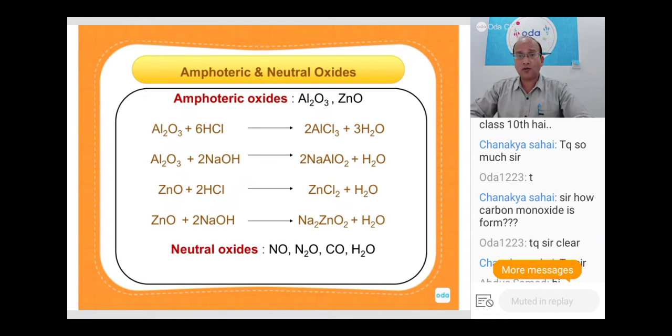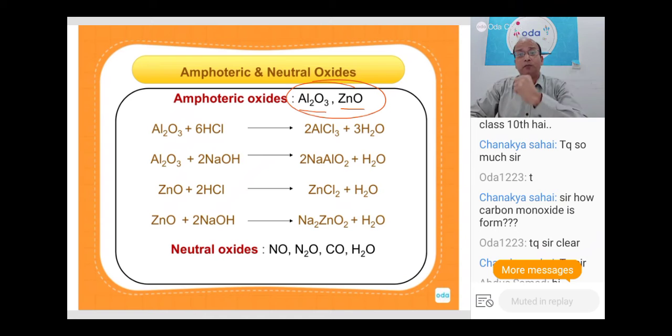Amphoteric oxides are those which will show acidic and basic character. Both types of character they will show. They are called amphoteric oxides. Which metals form amphoteric oxides? Just remember it: aluminium and zinc. Aluminium will form Al2O3. Zinc forms ZnO. Both of these oxides are amphoteric oxides. Just remember it. I hope this is clear.